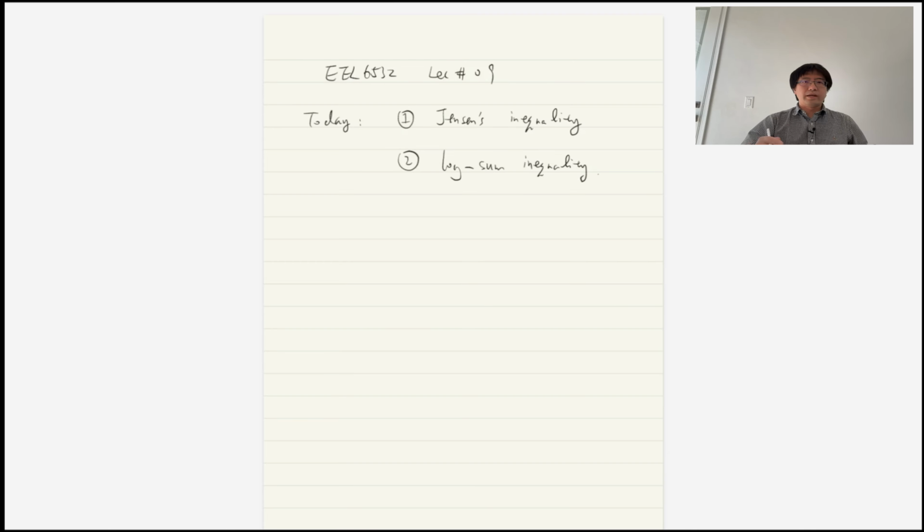Since we know that using Jensen's inequality we can prove that the relative entropy is bigger than or equal to 0, we're going to use this theorem to show another very important theorem. The first one is still about Jensen's inequality. We're going to prove an important theorem, called the cardinality bound.